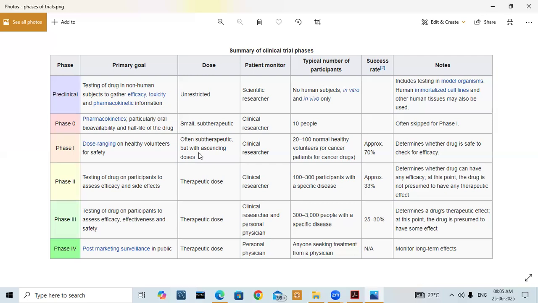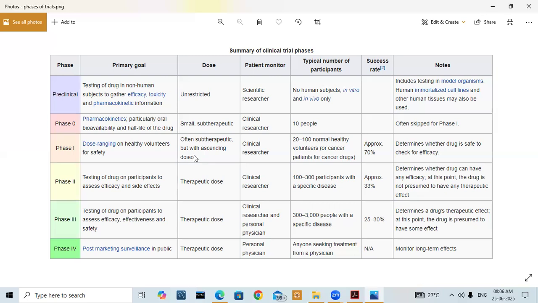Subtherapeutic dose. See, the therapeutic dose of paracetamol is 500 milligram. If in a study I use only 100 milligram of paracetamol, this 100 milligram is called a subtherapeutic dose. So in phase 1 trials, we are going to use only subtherapeutic doses.